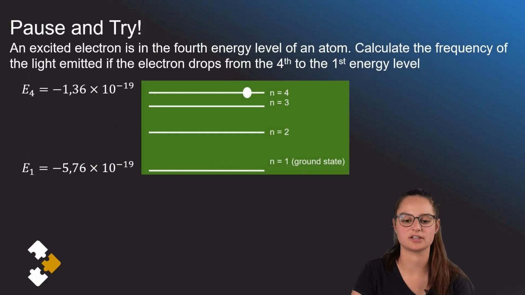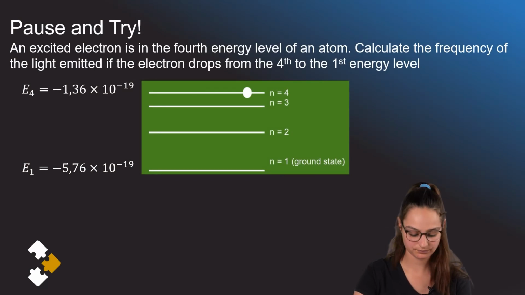So let's take a look at this example. It says an excited electron is in the 4th energy level of an atom. Calculate the frequency of the light emitted if the electron drops from the 4th to the 1st energy level. So pause the video and give this one a try. Right, I hope that went well. Now let's look at the answers together.